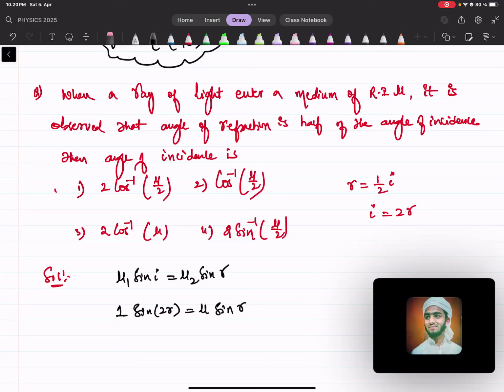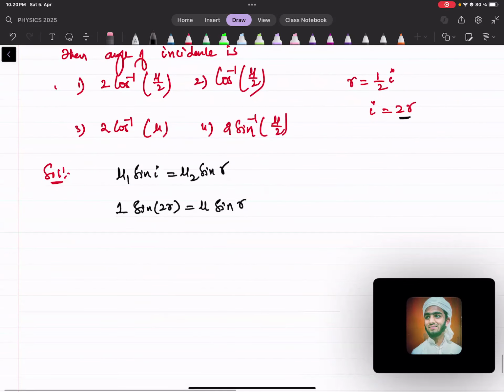Okay, so when a ray of light is entering a medium of refractive index mu, it is observed that the angle of refraction is half of the angle of incidence. Then the angle of incidence is 2 times r. That means I need to first calculate the value of r from this form. So simplify this one. For air, the refractive index is 1. This is in the form of the sine 2 theta formula. What is the sine 2 theta formula, beta?